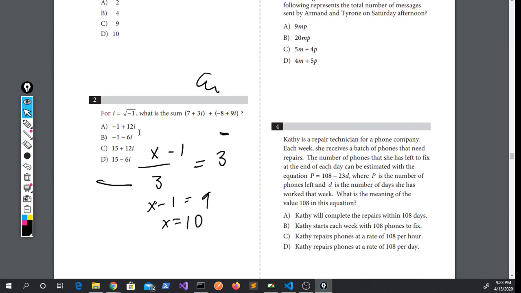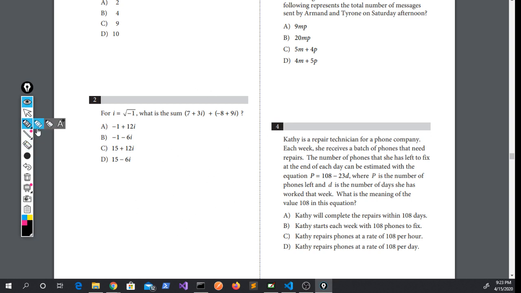If I can scroll it. Alright. Oh, that doesn't work. Okay, bear with me because I have to do this every time. Okay.